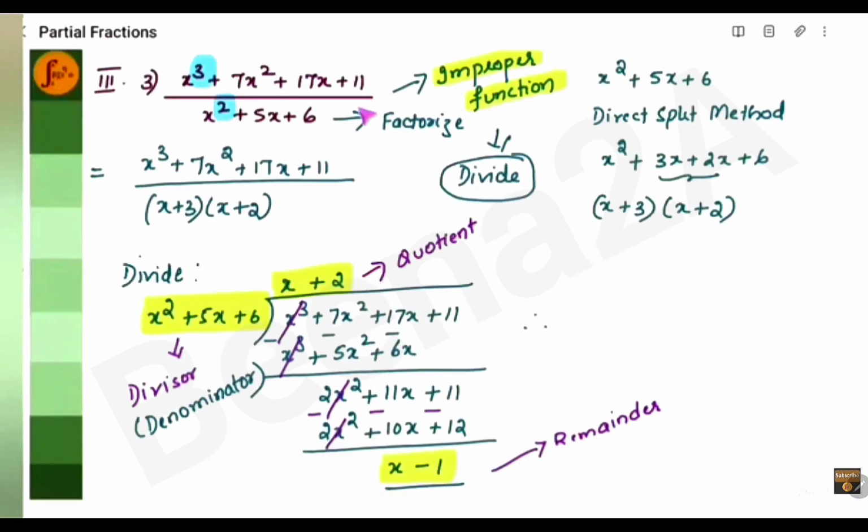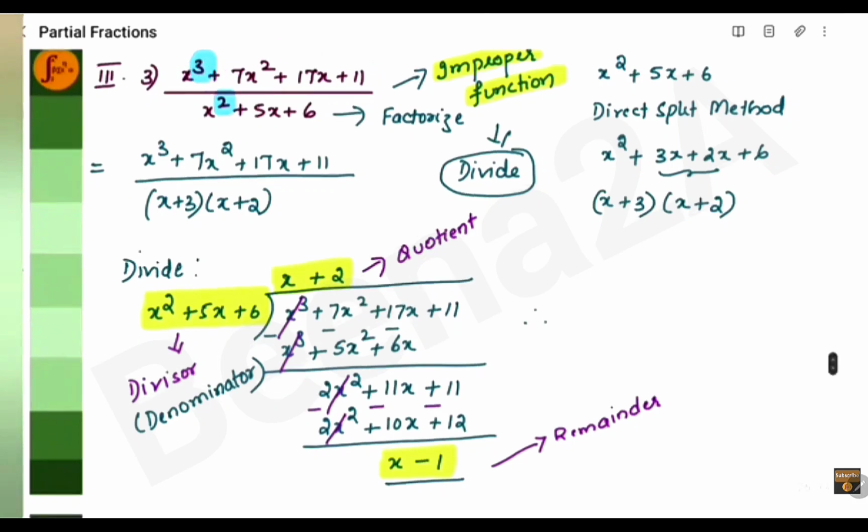Now let's take another example. Here there is x cube, and the denominator has x square. What is the degree here? Degree is the highest power. So the highest power here is 3. In this entire numerator expression, the highest power is 3. Degree for the numerator is 3 and degree for the denominator is 2. So the numerator degree is greater than the denominator degree. Therefore this is an improper fraction. Now since it's an improper fraction, we will divide.